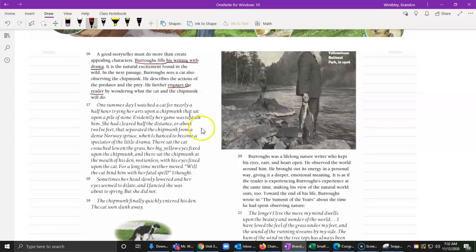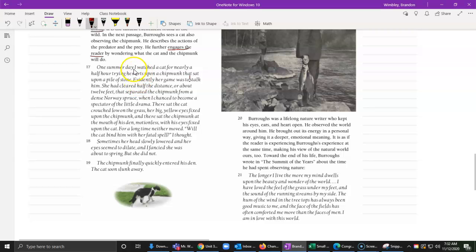So in this one we have this part. There's a cat coming about. It says, I watched a cat. And I really like this. It didn't just say like, tried to eat the chipmunk. But it said was trying her arts upon the chipmunk. So she's trying to catch him. But that trying her arts sounds much more majestic, much more engaging. So I really like that word choice from them.